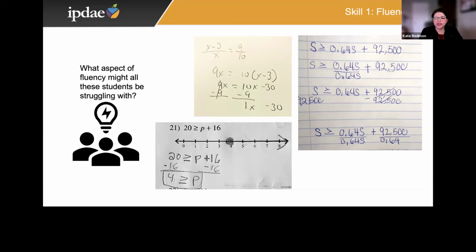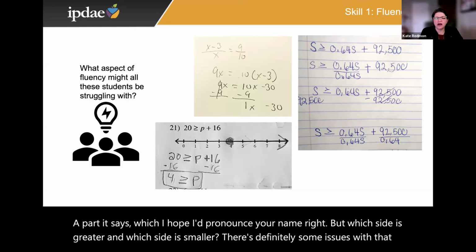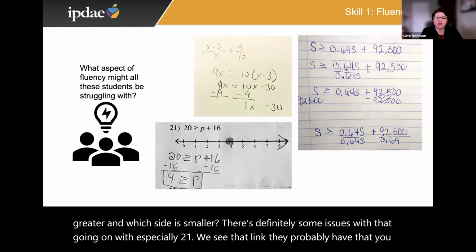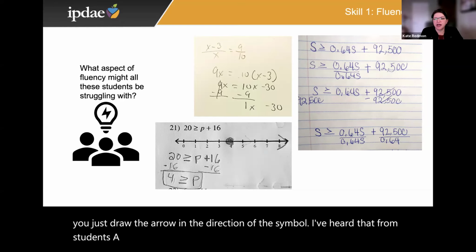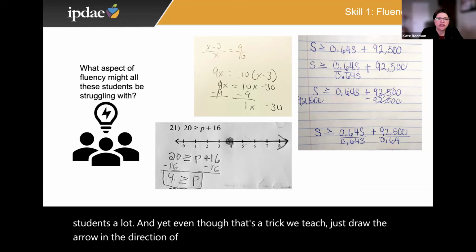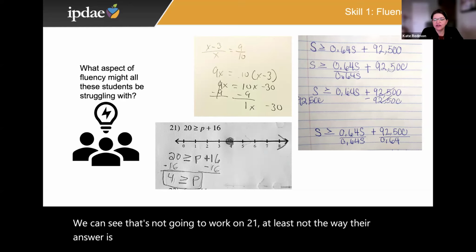Aparna says, which, I hope I pronounced your name right, but which side is greater and which side is smaller? There's definitely some issues with that going on. With especially 21, we see that link. They probably have that, oh, you just draw the arrow in the direction of the symbol. I've heard that from students a lot. And yet, even though that's a trick we teach, just draw the arrow in the direction of the symbols, we can see that's not going to work on 21, at least not the way their answer is currently given.